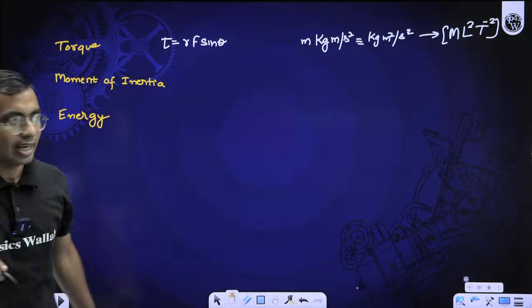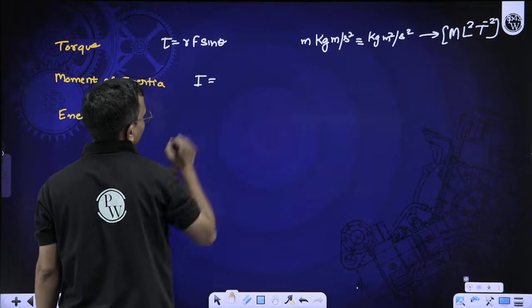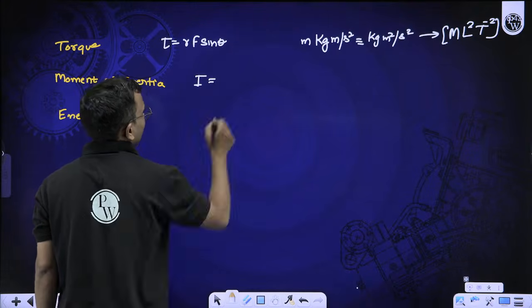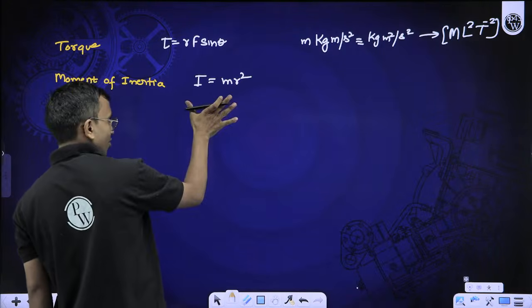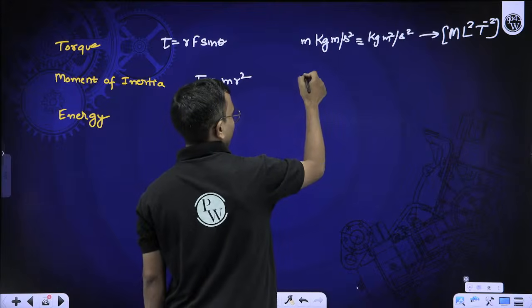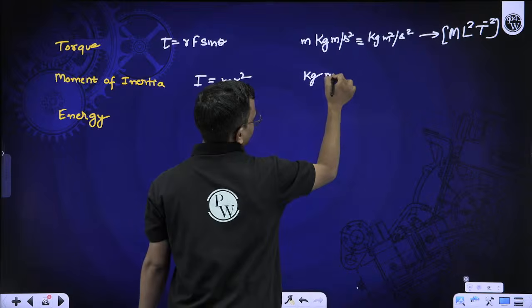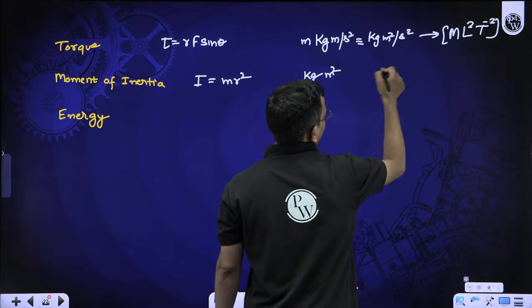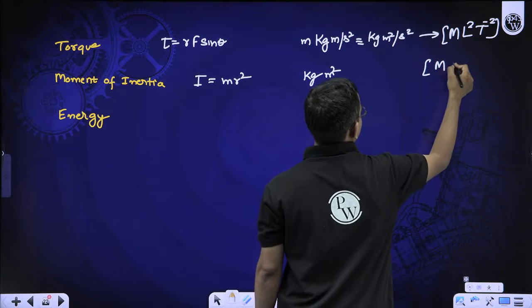We got it? Okay, moment of inertia, we denote moment of inertia with I. So that is equal to m r square. Use this formula, then write the units first. What is the unit of mass? That is kg. r square, meter square. So kg meter square. That's all. From here you write the dimensional formula. For kg it will be M, for meter square L2.